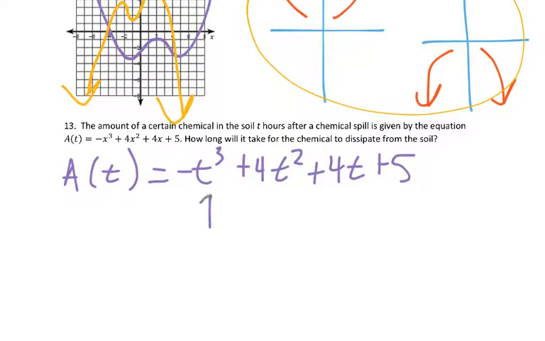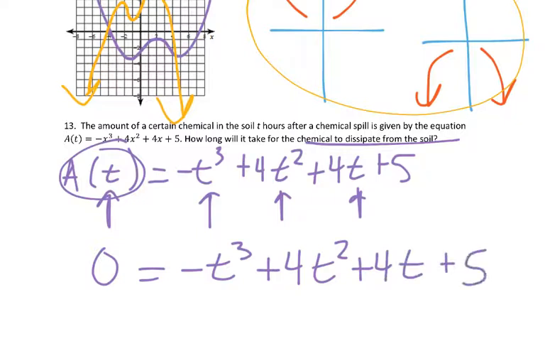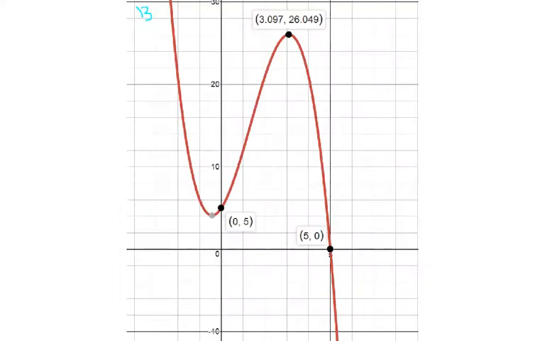So these T's stand for the time. The A of T stands for the chemicals. So to have all the chemicals gone, A of T would be 0. Essentially what we're looking for here is where our graph crosses the x-axis. Where is it 0? I could try to figure this out by factoring, but once again, let's graph it. So here's our graph.